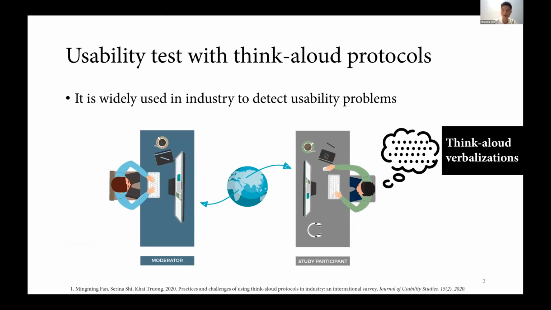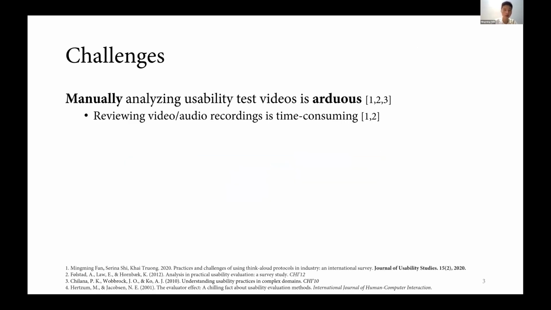Usability testing with Think-Aloud protocols is widely used in industry to detect usability problems. During the test, participants will work on the tasks while at the same time verbalizing their thought processes. And during the analysis, evaluators will watch the recordings to analyze the Think-Aloud verbalizations among other behaviors to identify usability problems. However, manually analyzing usability test videos is arduous.